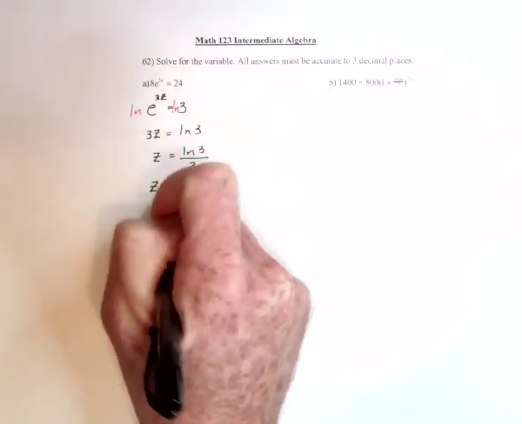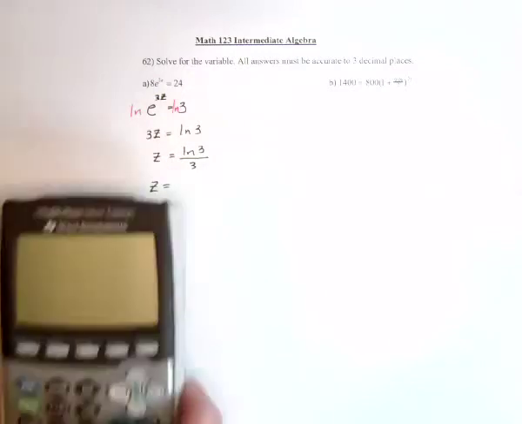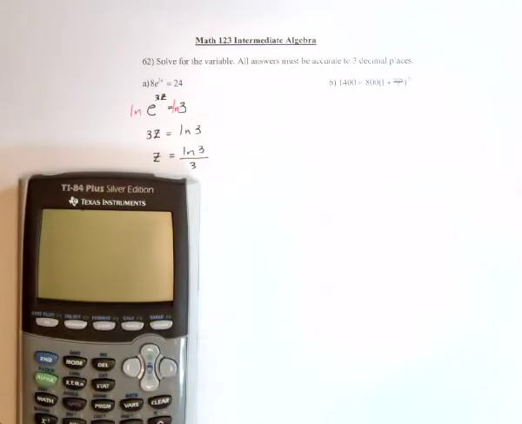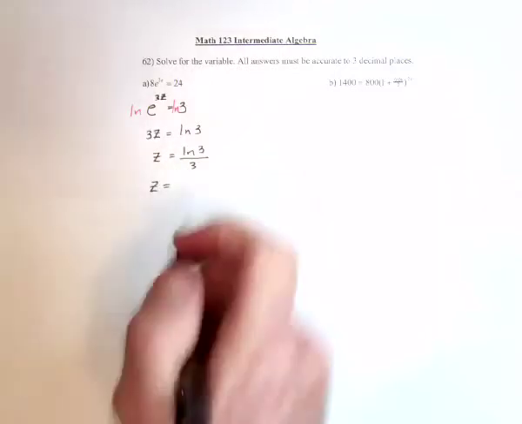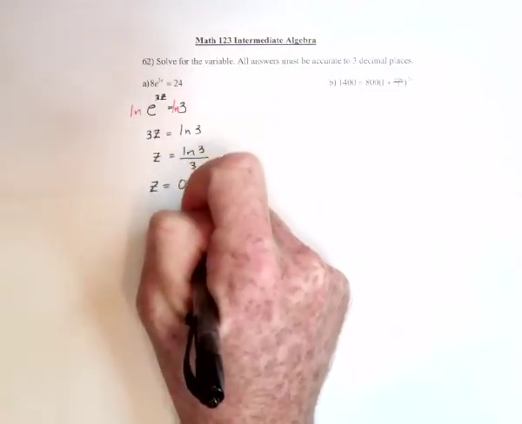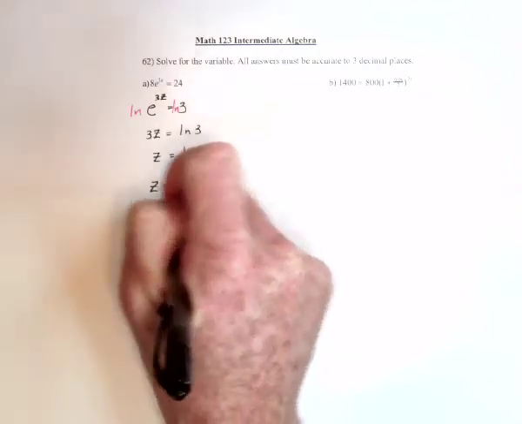And then I'll go ahead and get a decimal answer for that. The natural log of 3 divided by 3, 0.366. All right, the first one's done.